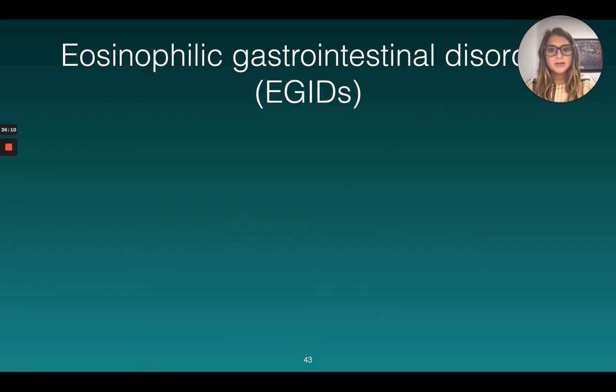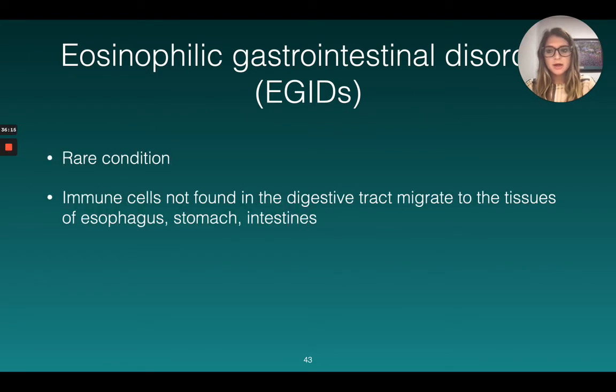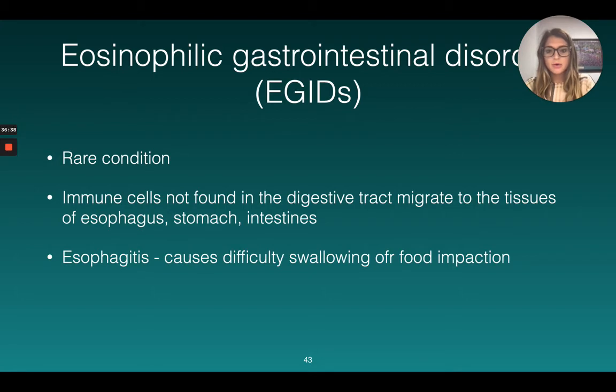And EGID disorder, again, it is a rare condition, but you may come across it. Basically, immune cells that are not found in the digestive tract migrate to tissues of the esophagus, stomach, and intestine. So the esophagus, stomach, and intestines are the digestive tract components. And so immune cells that are not typically found in the digestive tract go to the digestive tract. And this can cause a variety of conditions.